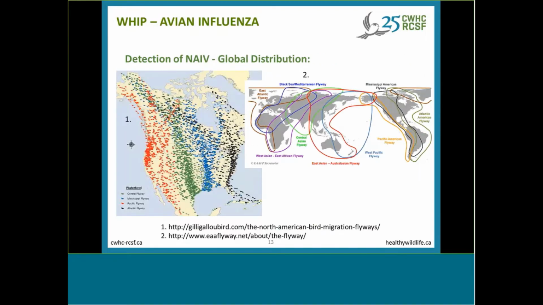For the global distribution, the flyways of the migratory birds are important. The Pacific flyway in red and the central flyway in green are the two flyways most relevant to our study sites. But you can see the Eastern Canadian flyways in blue and black overlap those, as do the Asian flyways in northern Canada. Next slide, please.